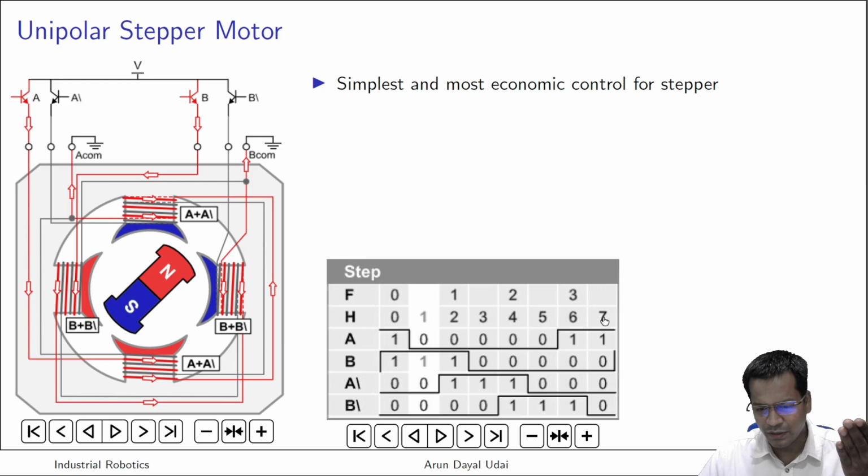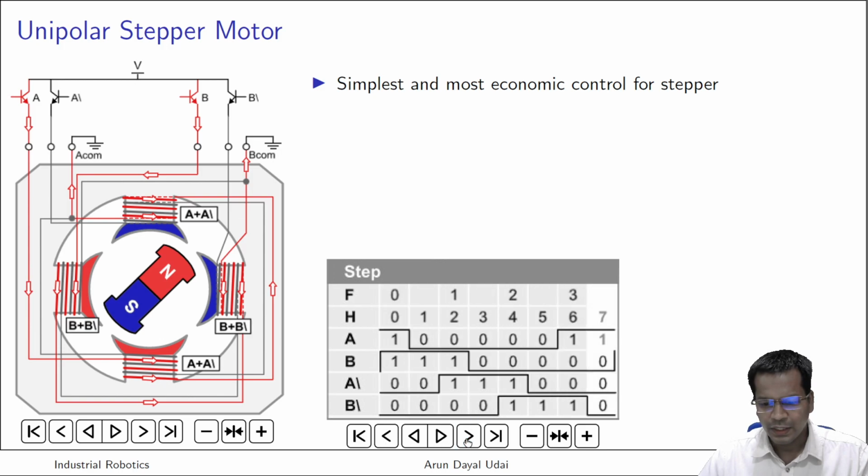This is simple A bar, B bar. This also shows the step. So it is 1 1, then it shifts to B A bar 1 1 1 1 1 1, and it goes back to this. So this is how it is moving.